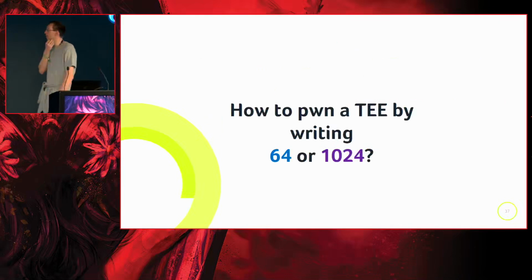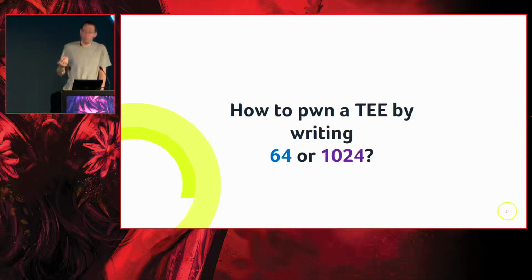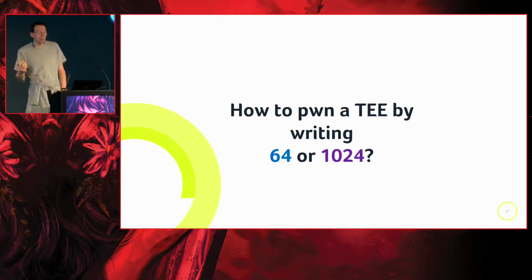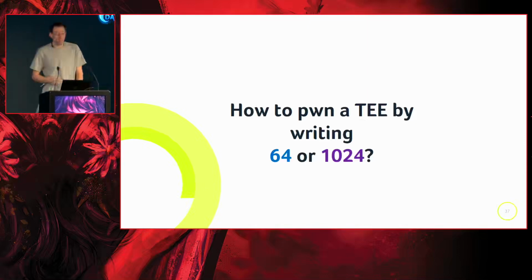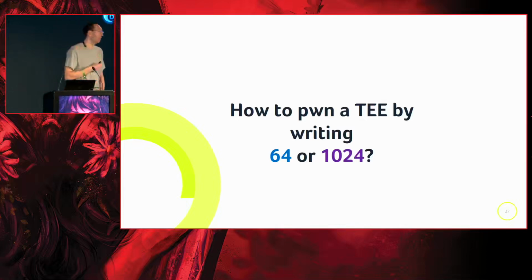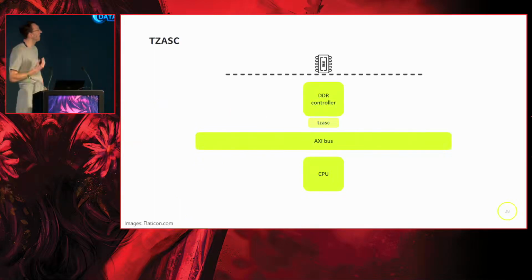So we now have a primitive, directly reachable from the non-secure side, that lets us write a 64 or a 1024 to any address we want. So how can we use that? Can we maybe corrupt a length from a buffer or from a range check to create a buffer overflow? Can we do some magic with the page tables? Well, we decided to take a slightly different approach. We decided to use the hardware basically against itself.